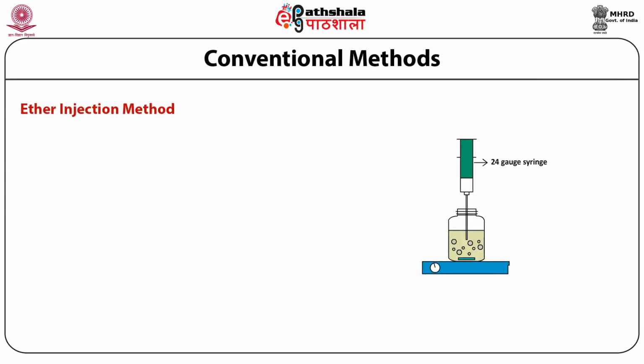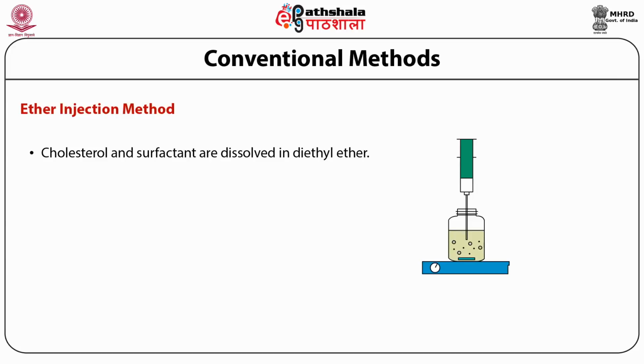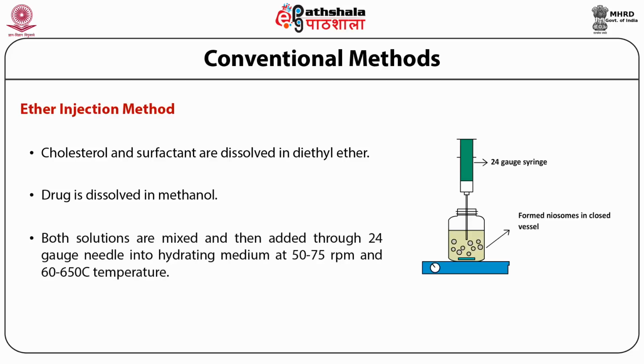Ether injection method. In this method, cholesterol and surfactant are dissolved in diethyl ether. Drug is dissolved separately in methanol, and both the solutions are mixed and then added through a 24 gauge needle into a hydrating medium at 50 to 75 rpm and temperature 60 to 65 degrees centigrade. By maintaining the rpm and the temperature, the resultant mixture is a neosome formulation.